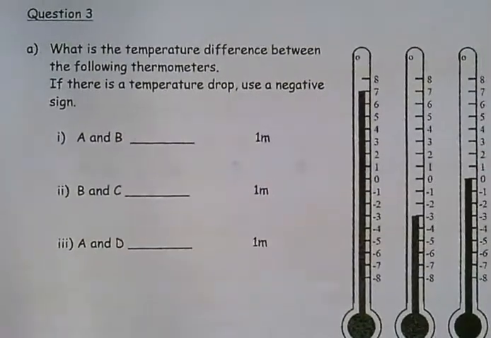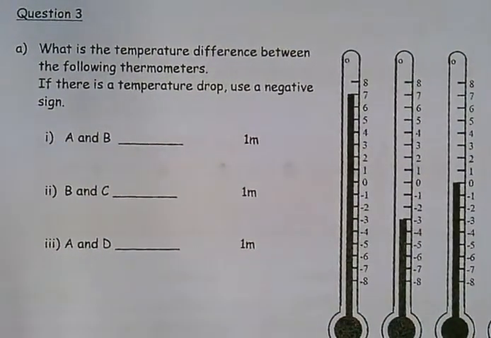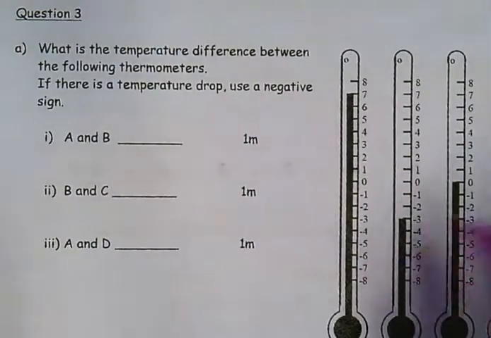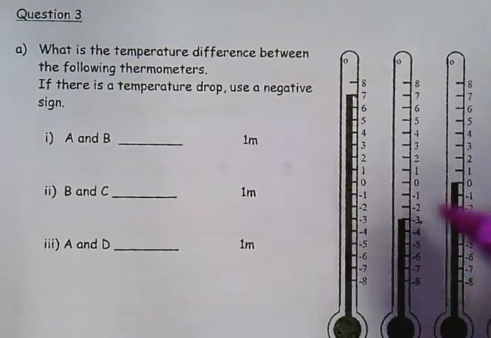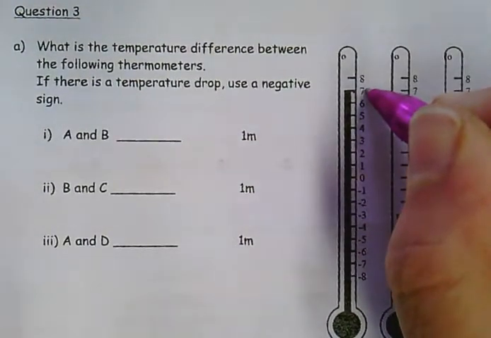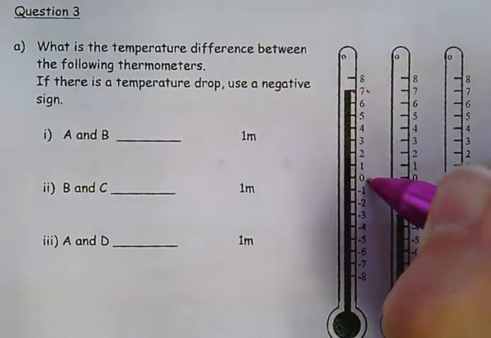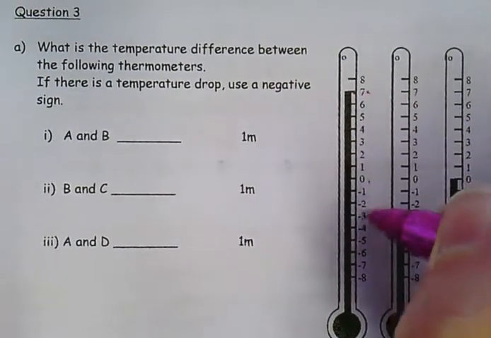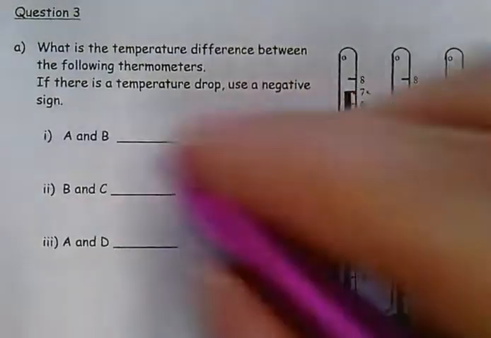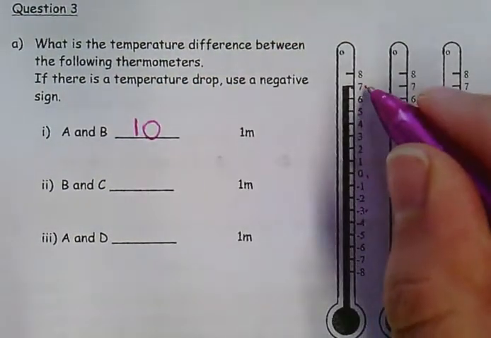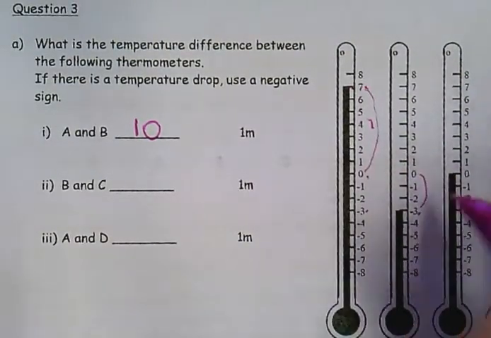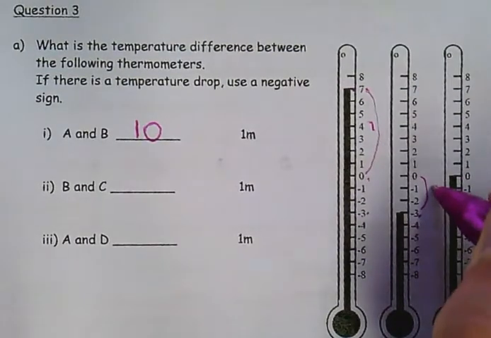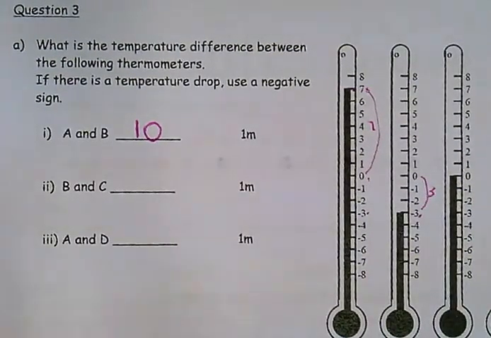Question 3. What is the temperature difference between the following thermometers? If there is a temperature drop, use a negative sign. So from A to B. So from A, we start at 7. And we've gone down to negative 3. So from 7 down to 0 is 7, and then down another 3. So the difference would be 10, okay? Because from 7 to 0, that's 7, and from 0 to negative 3, that's another 3 difference, okay? So that's a difference of 10.